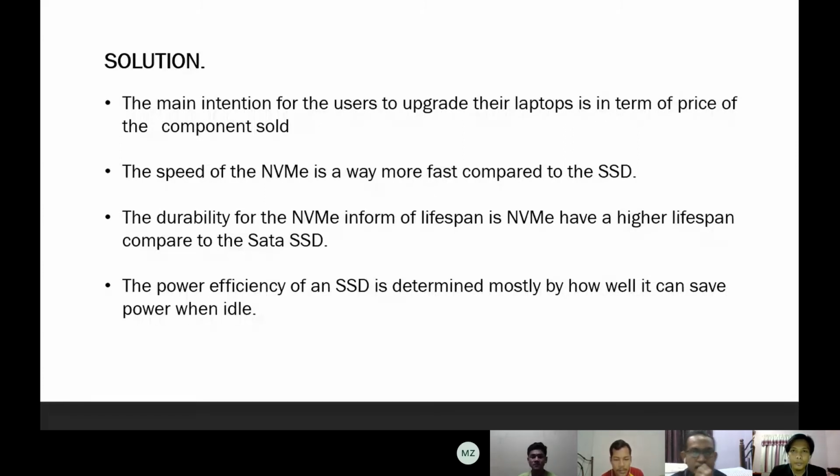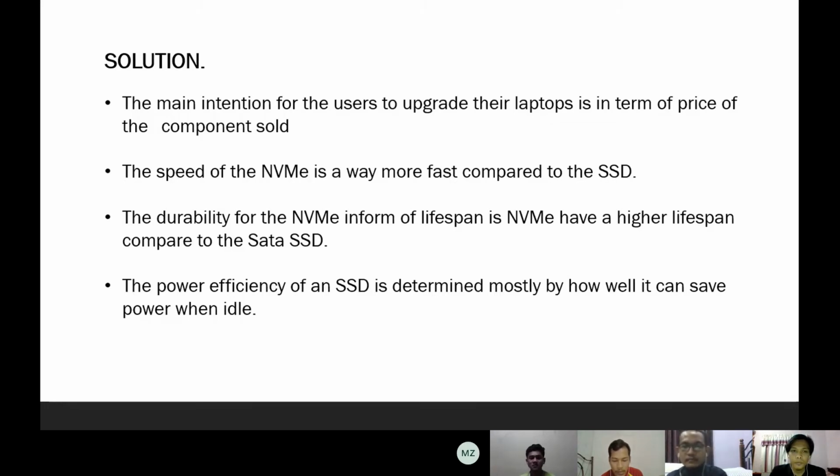Next, the speed of the component. This is important because the main problem is the slow processor of the computer. Next, durability is important to solve this problem. The component must be long-term and durable.